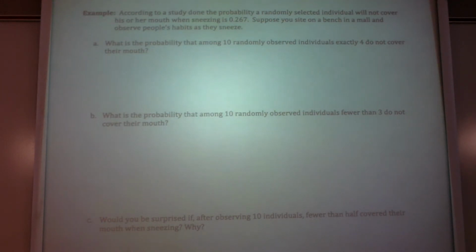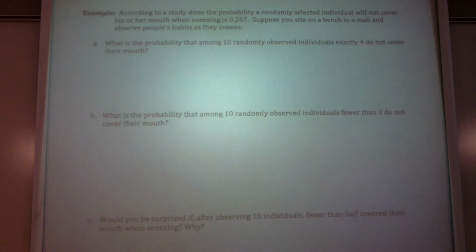Well, let's look at A. What is the probability that among 10 randomly observed individuals, exactly 4 do not cover? Is there a fixed number? Yeah, it's 10. Is it independent? Yeah, we're doing random. Do we have a success or failure? Do they cover or not? And then, is there a probability of success? Yeah, it's 0.267. In this case, our success, it's kind of funny to think about it this way, is that they don't cover, right? This whole thing is, what's the probability that they do not cover? Now, we would consider not covering a failure, but you have to kind of think of what we're asking here and make sure we're on the same page.